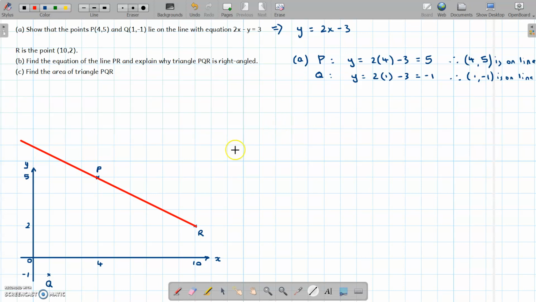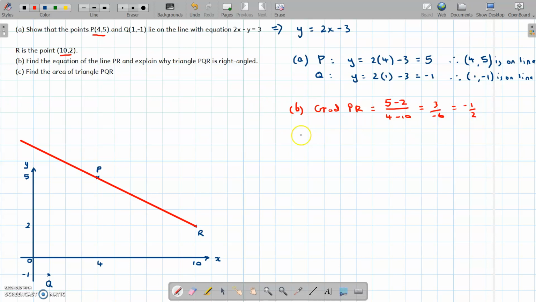So the first thing I need is the gradient. I'm going to show you how to do this here. So for part B, the gradient of PR is the change in y divided by the change in x. So if I take the points P and R, subtract the y coordinates, and then divide by the change in x. I must do them in the same order. So I did 5 take away 2, I must do 4 take away 10. Now that gives me 3 over negative 6, which cancels to negative a half. That's the gradient.